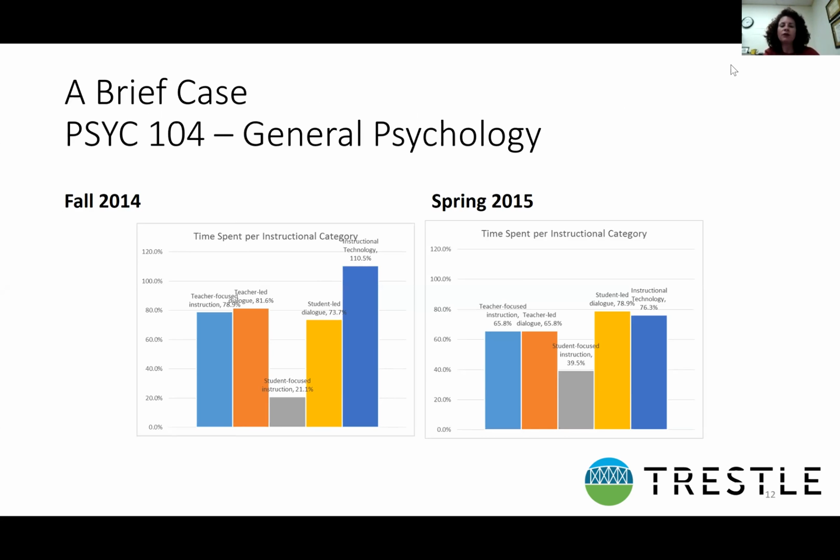The codes also gave her a direction. She kind of reevaluated her goals. So she set new goals for the spring 2015 semester, which were to spend less time lecturing and find ways to engage students more. So I used the TDOP in spring 2015 and got different results. She spent less time in teacher-focused and teacher-led interactions, and she also doubled the amount of time she spent in student-focused interaction, which you can kind of see there.